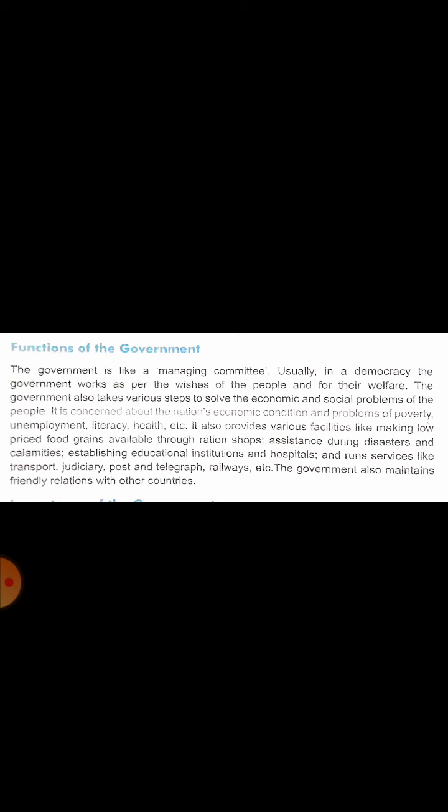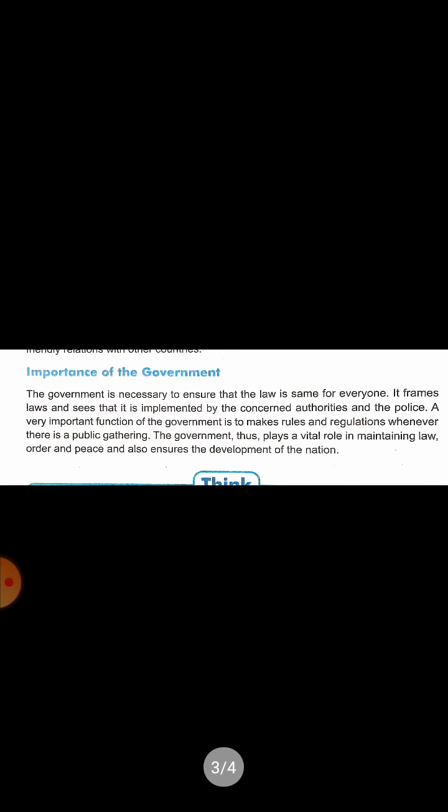Now the next section is there. Importance of the government. What is the importance of the government? The government is necessary to ensure that the law is the same for everyone. Just underline that one. It frames laws and sees that they are implemented by the concerned authorities and the police. So the first line itself mentions the importance of a government: to ensure that the law is the same for everyone.